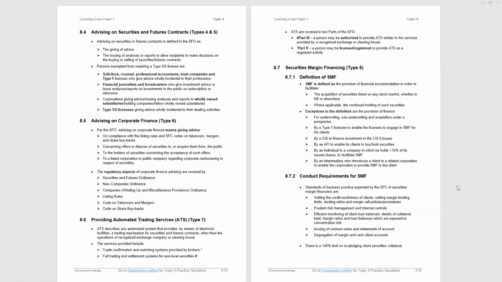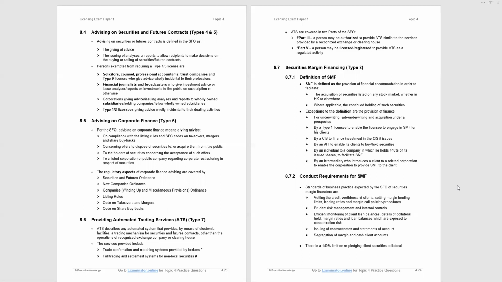Type 7, providing automated trading services. Now, I touched on this in topic 3. Under part 3 of the ordinance, you have to be authorized. That is the likes of NASDAQ making its system available to Hong Kong investors. Type 7 license is all about in-house proprietary trading systems. The second last bullet point on page 4.23 covers this.